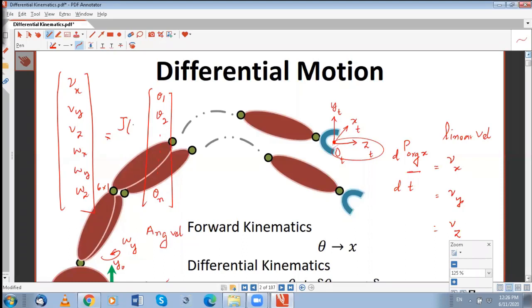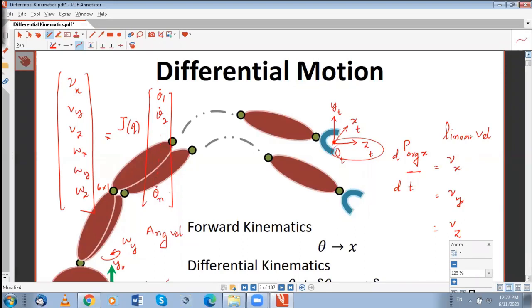And we call this the Jacobian. This Jacobian is a function of the joint variables. It's not a constant value. The moment you change the configuration, the moment you change the values of these thetas, the Jacobian changes. There's a dot on it.